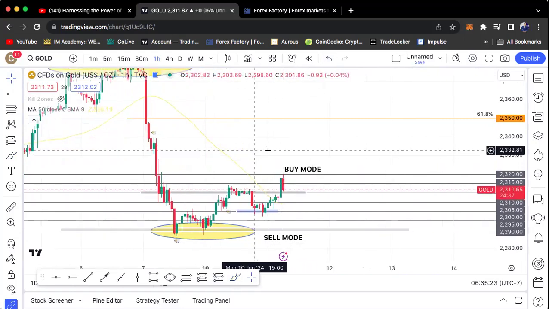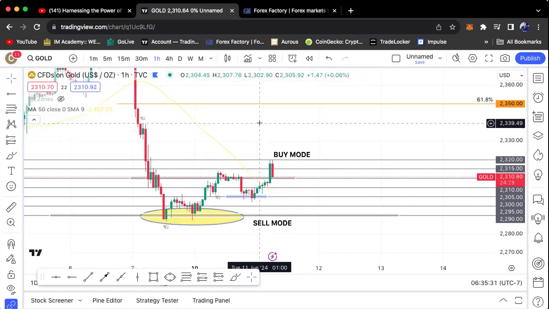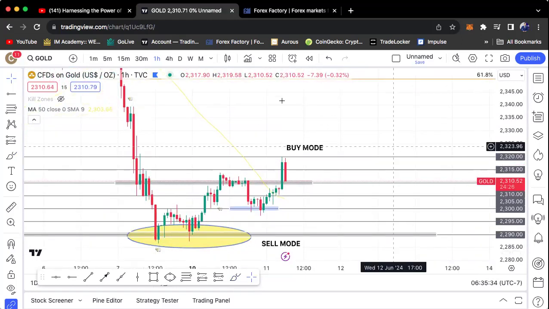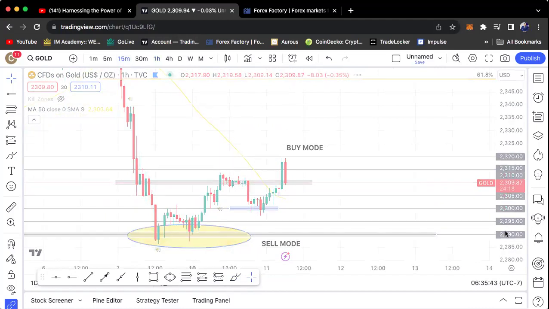Now, this game is all about patience. You want to be patient when it comes down to the market. You don't want to just take a trade at random times. We just had New York open here. New York just opened 5 minutes ago. So let's go to the 15-minute here.